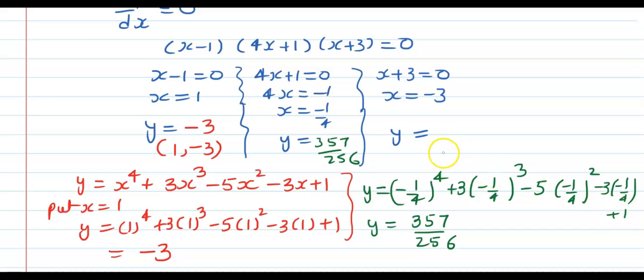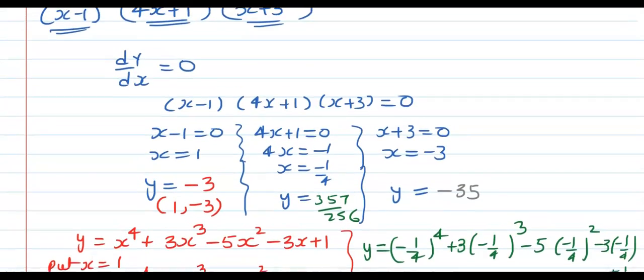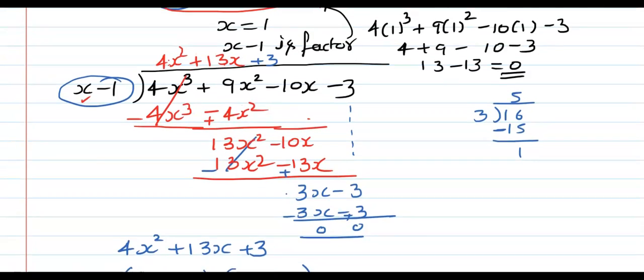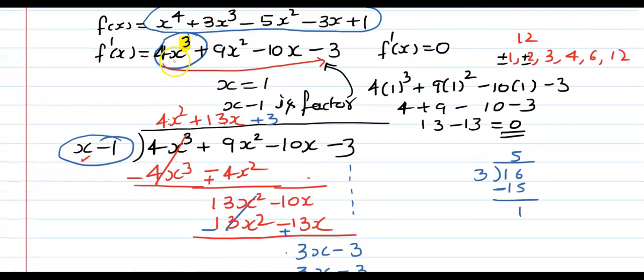If you put it here, my calculator is giving minus 35. Okay, so these are the values. So far so good. Now time has come to find out maximum and minimum. So our dy over dx was this one, 4x cube plus 9x square minus 10x minus 3. This was our f dash x.